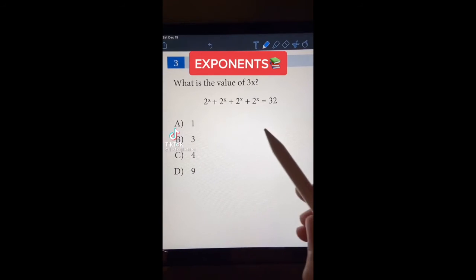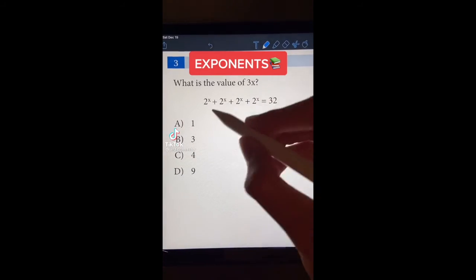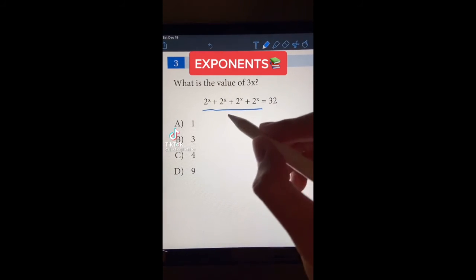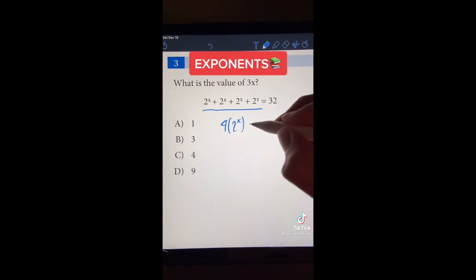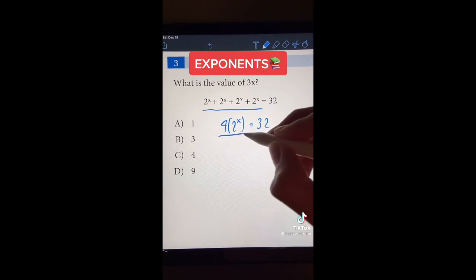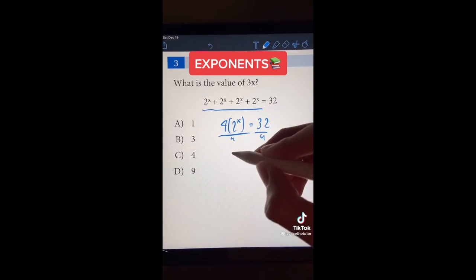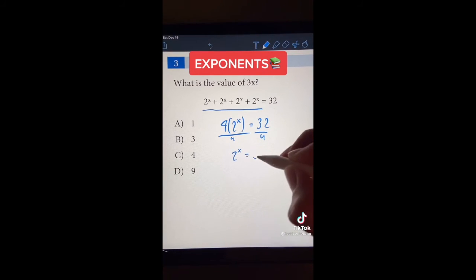This is the value of 3x. Okay, so this problem looks a lot harder than it actually is. So we have 4 of these 2 to the x's being added together. So that's just 4 times 2 to the x. And that is equal to 32. So if you just divide both sides by 4, we get 2 to the x is equal to 8.